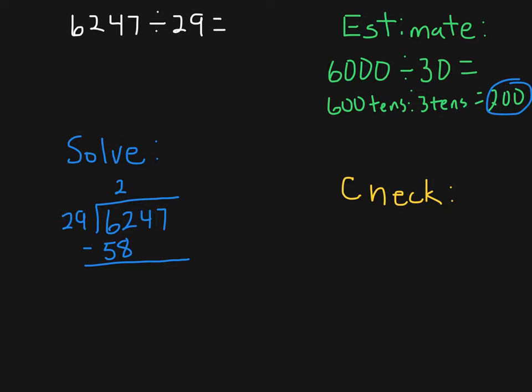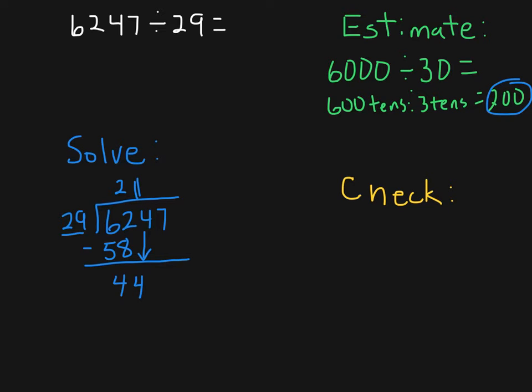62 hundreds minus 58 hundreds will give me 4 hundreds left over, and I'm checking to make sure that this number is smaller than my divisor, and it is. So then I'll bring down the 4 in my tens place, and now I have 44 tens. So I want to know how many times 29 will go into 44 tens. Well, I know that 2 times 29 is 58, so that's too large, so it must be only one time.